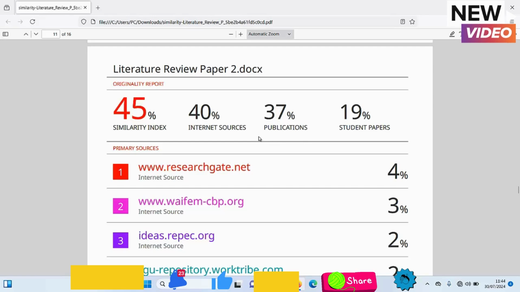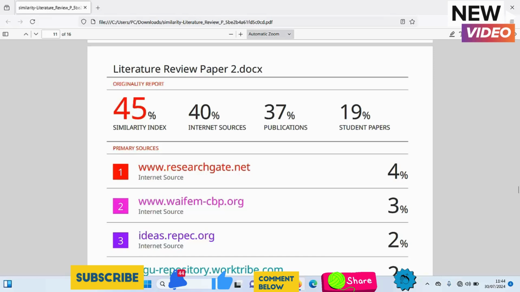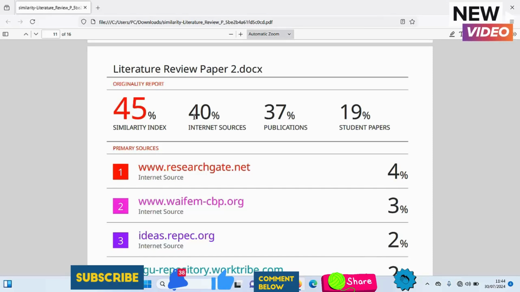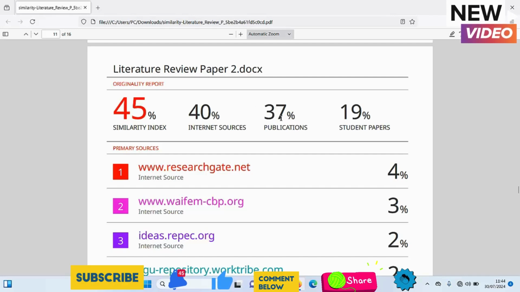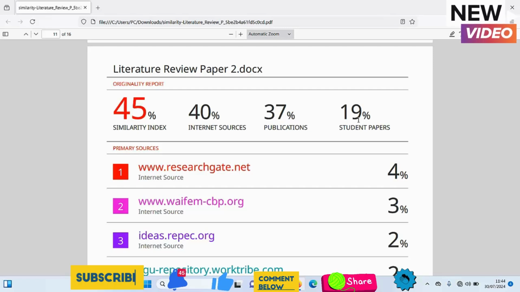So now what Turnitin is trying to tell us here is that the rate at which your work is similar to others is 45%, and the rate at which your work is similar to information on the internet is 40%, while for publication it is 37%, and student papers is 90%.